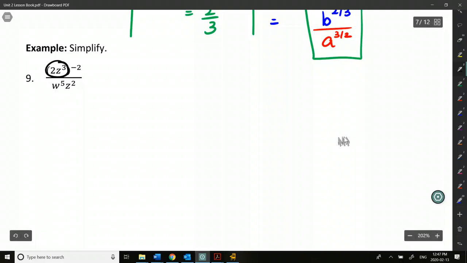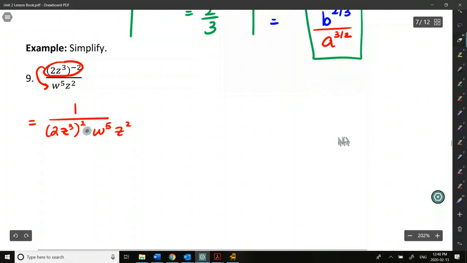So this whole thing up here has a negative exponent. So I'm actually going to take the entire thing that has the negative exponent, so this is actually what Josh was just asking about, and we're going to bring it down into the denominator, and then we can make it positive. So I'm left with just 1 on top, and now we have 2z cubed to the positive 2 times w to the 5 times z squared.